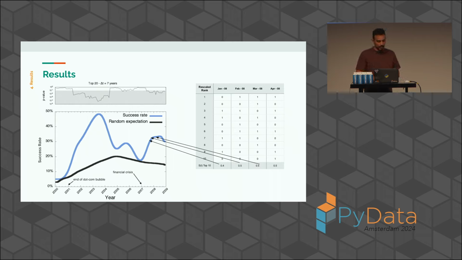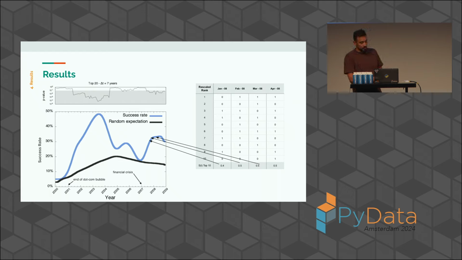which represents the top 20 companies that aim for success within 7 years. On the y-axis, you have the success rate expressed in percentage. On the x-axis, you have the time.